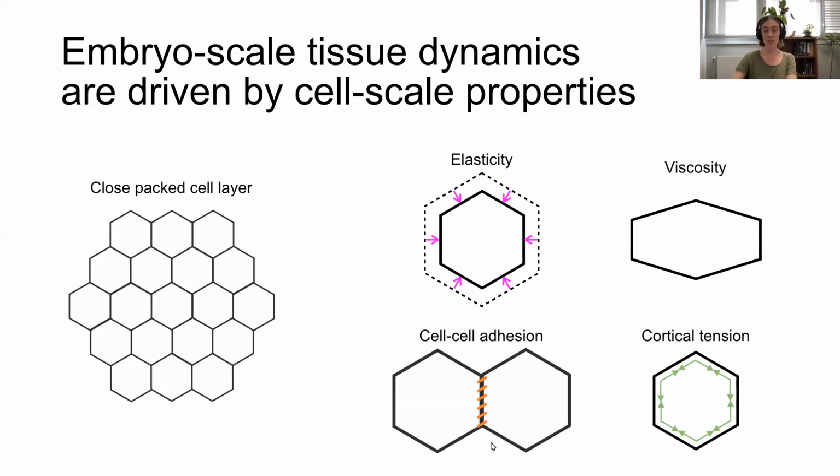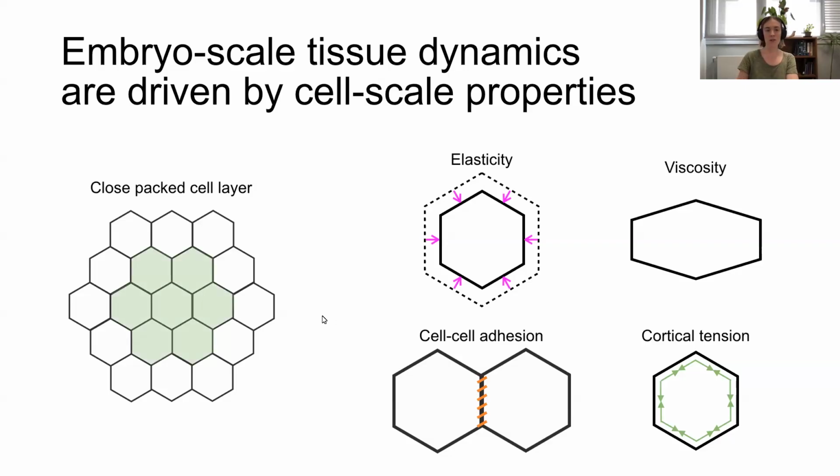There can be adhesion between different cells, where neighboring cells stick to each other or not, depending on the cell type. And different cells can have different levels of cortical tension. This is just a line tension that acts kind of as a surface tension along the edges of each of the cells and drives them to want to compact and stay tight.